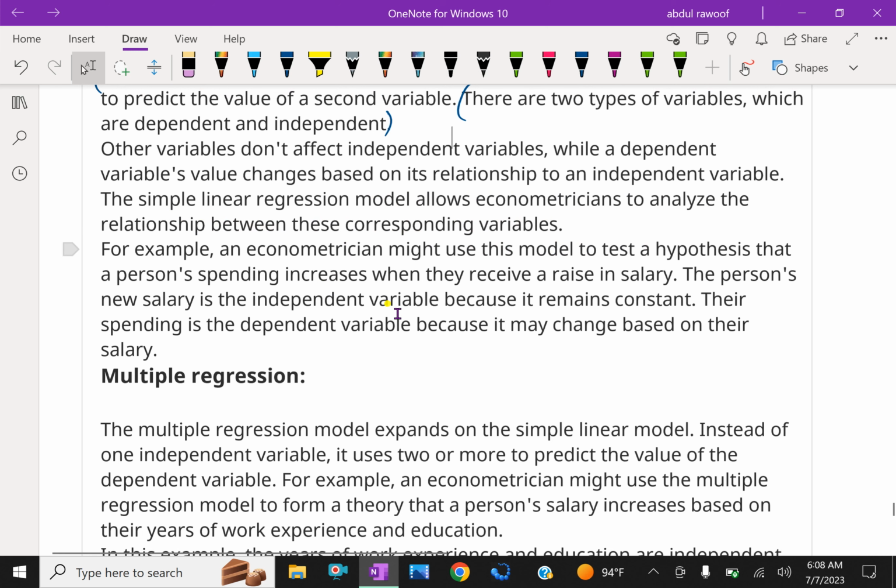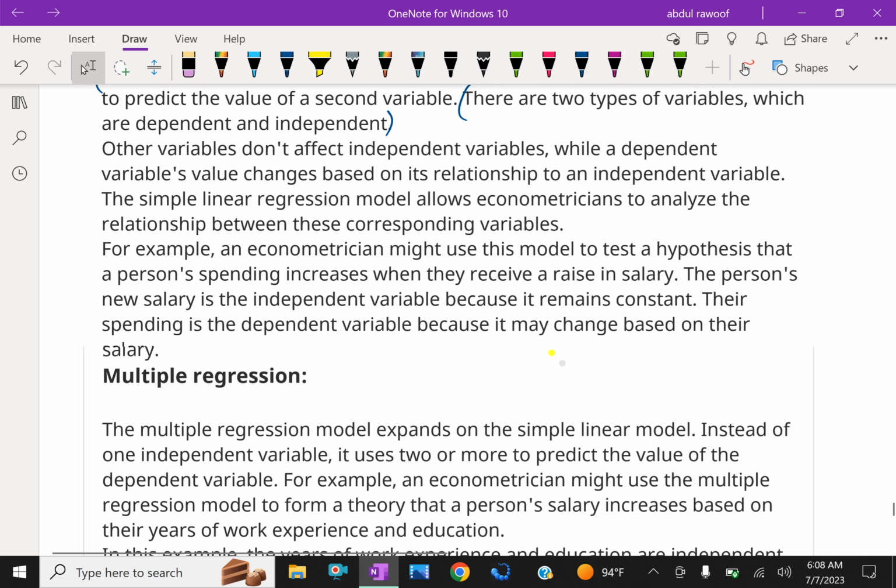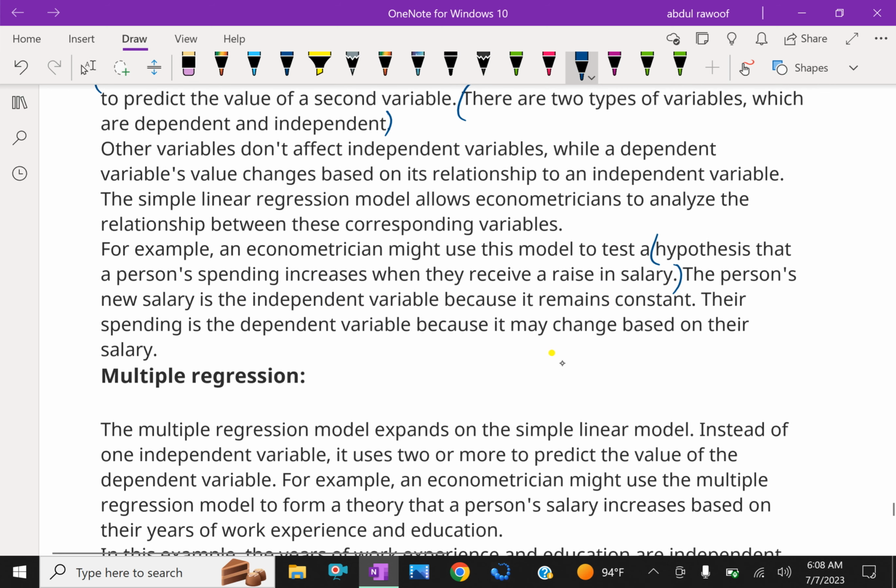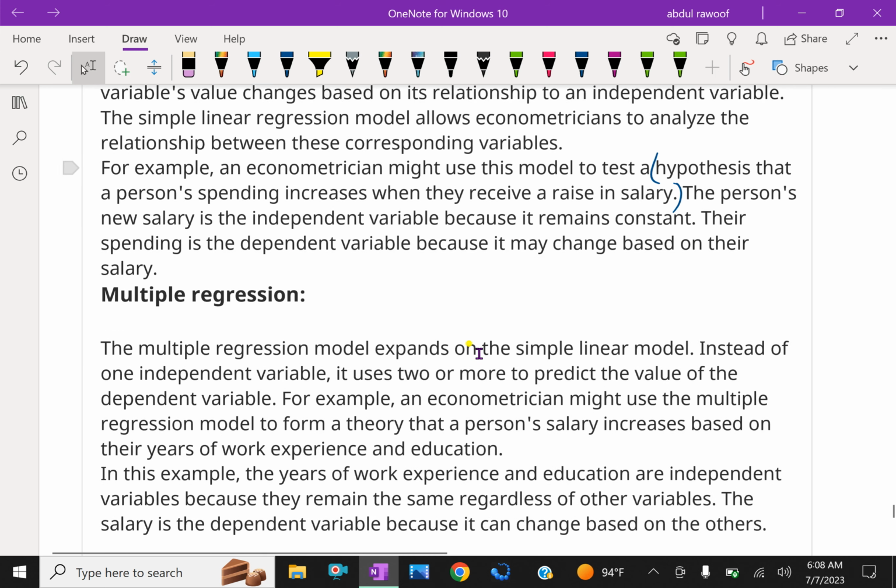For example, an econometrician might use their model to test a hypothesis that a person's spending increases when they receive a raise in salary. This is an example of a direct, linear relationship. The person's new salary is the independent variable because it remains constant. Their spending is the dependent variable because it may change based on their salary.